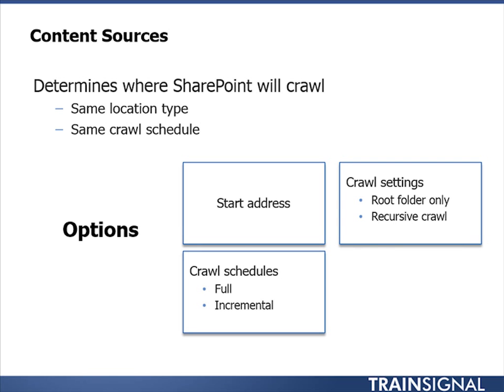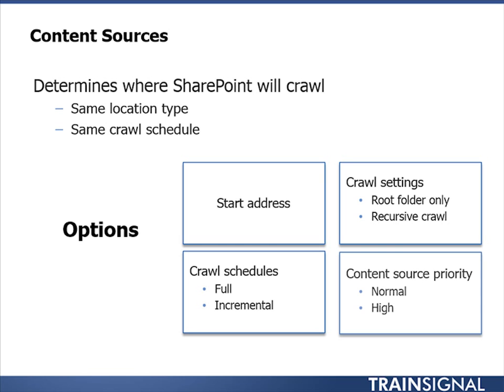We also have the ability to set up our schedules, full and incremental, and we'll talk about that in an upcoming slide. And then finally, we have the ability to set up a content source priority to normal or high. And basically what this is going to tell SharePoint is that if two content sources are currently under schedule and SharePoint should be crawling both of them, which one gets priority? And obviously the one that gets marked as high is going to be the one that's going to get priority there. Now, as far as our crawl types and our crawl schedules go, we effectively have three options.